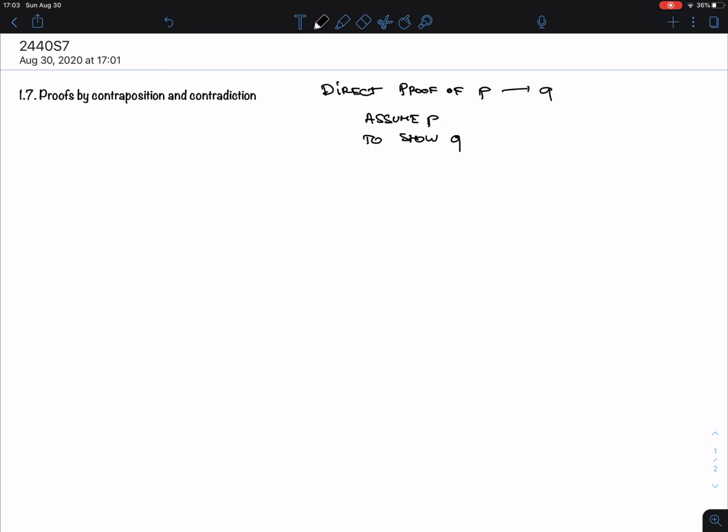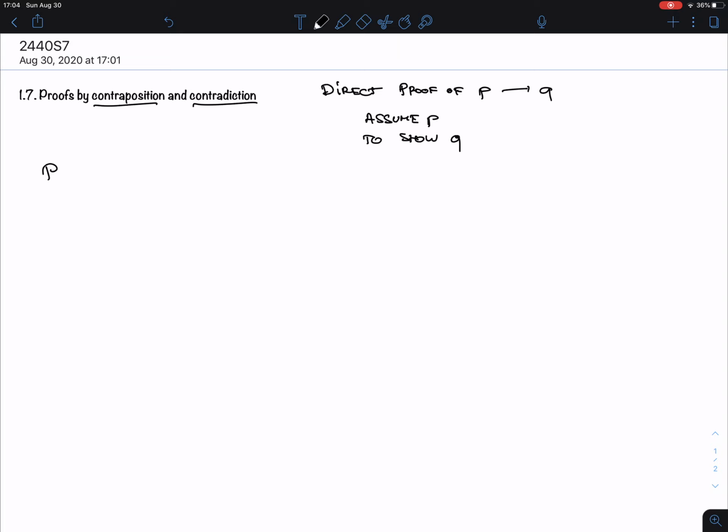Now we see there are two other types of proof. There are other types of proofs, but these are the ones that we're going to discuss here. That is contraposition, a word that you have heard, and contradiction, also a word you have heard, but not in this context of proving. So first of all, what is the proof by contraposition? It is again about implications.